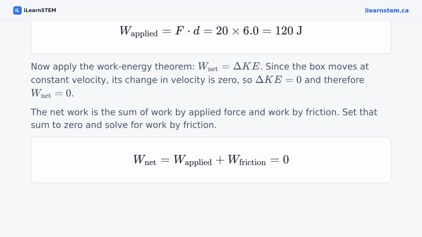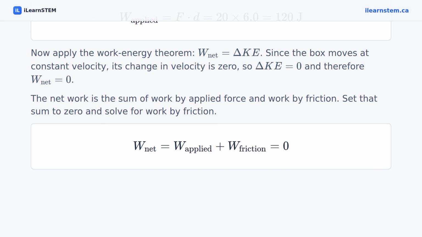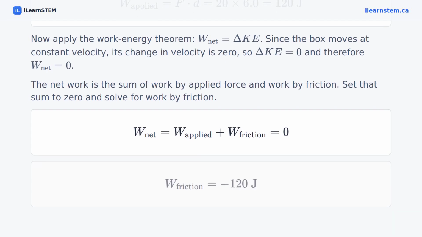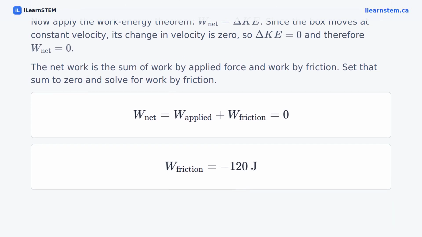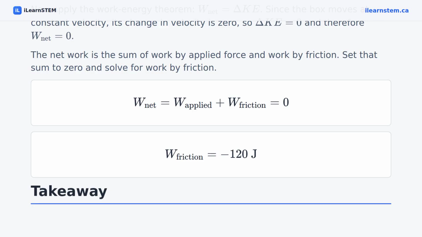Net work equals W applied plus W friction equals zero. So W friction equals negative 120 joules. Remember, when an object moves at constant velocity, the net work is zero, so the work done by the applied force is exactly opposite the work done by friction.